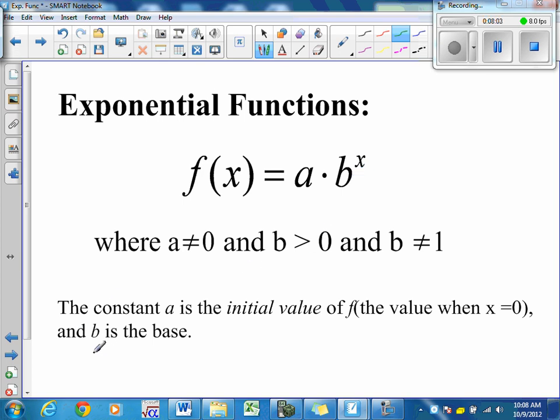Okay. b is called our base. a is the constant, our initial value. That will make sense here in a second. So the big thing is this b, when we talk about the base of our exponential function, that's b.